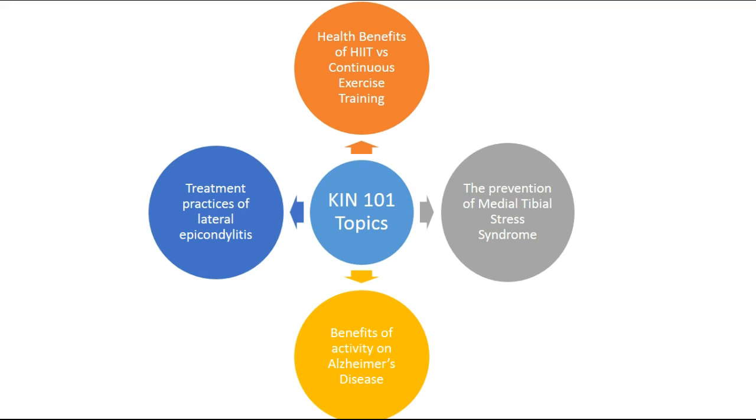So our first stop is the Kines 101 topics that have been assigned to the class. There are 4 topics that each of you can choose from, and those 4 topics are the health benefits of HIIT versus continuous exercise training, the prevention and treatment of medial tibial stress syndrome, or as some of you know it, shin splints, the treatment practices of lateral epicondylitis, and then last but definitely not least, the benefits of activity, specifically exercise, on Alzheimer's disease.